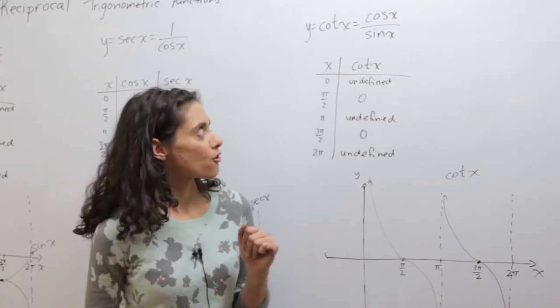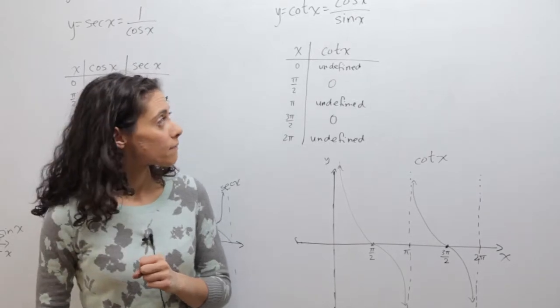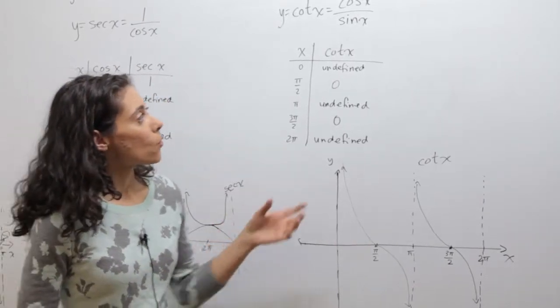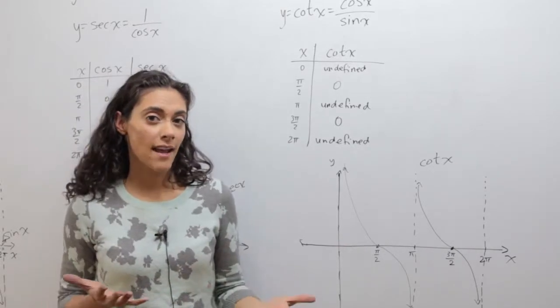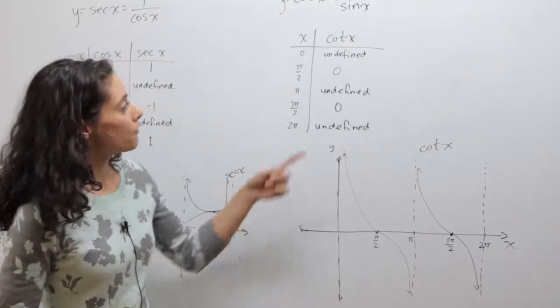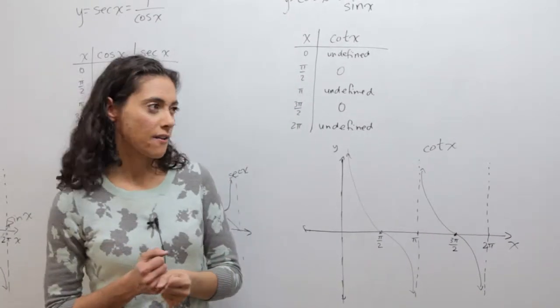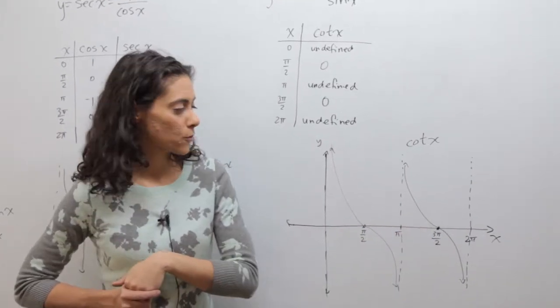And finally, the cotangent graph. Cotangent can be defined as cosine of x over sine of x. Using that definition, we generate these points. Alternately, you can take a look at the tan graph and the key points on the tan graph and take the reciprocal of those. What you'll find is everywhere the tangent graph had zeros, the cotangent graph has vertical asymptotes.